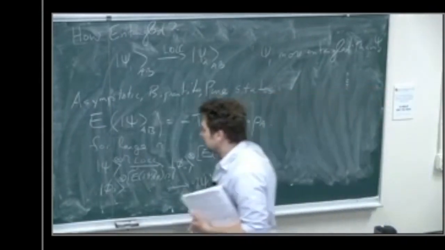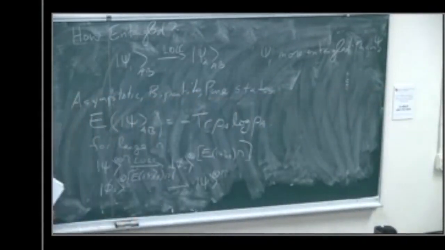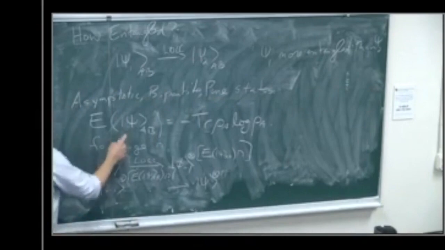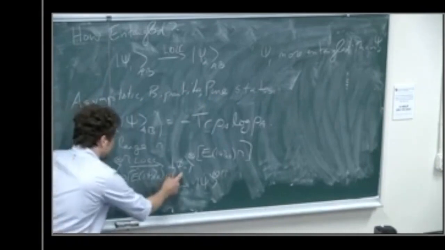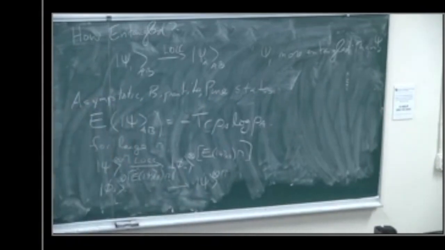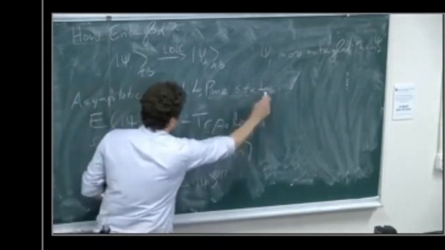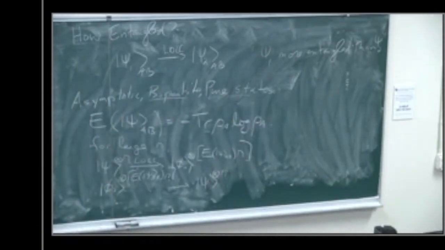And in this case of asking, well, given many copies of my state, how many copies of a maximally entangled state can I get out? And how many maximally entangled states does it take to make the state? I can totally answer that question for bipartite and pure states. And this also tells me the optimal rate at which I can go from one state to another, because I can always go through maximally entangled states without losing anything.